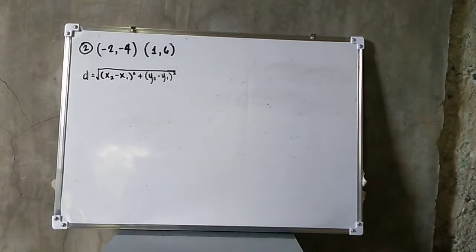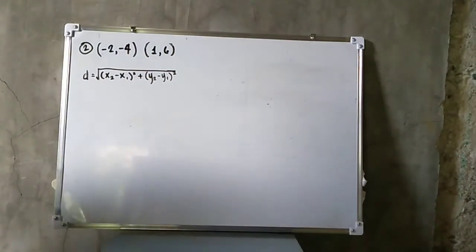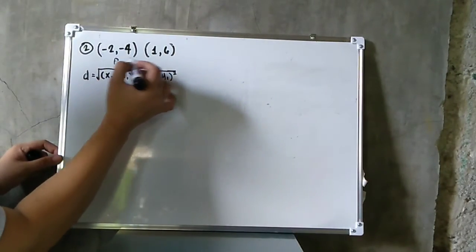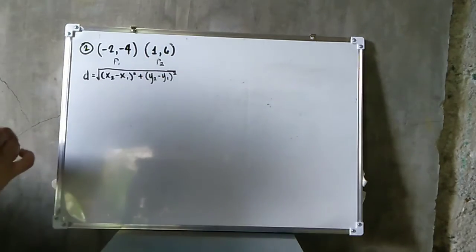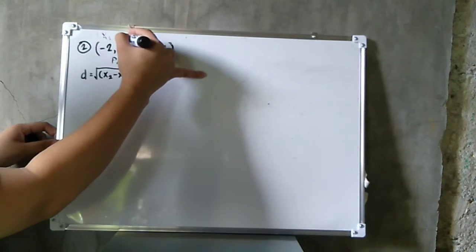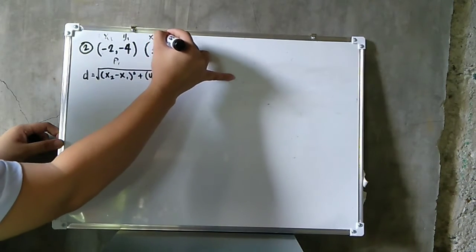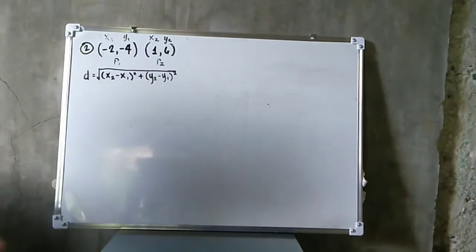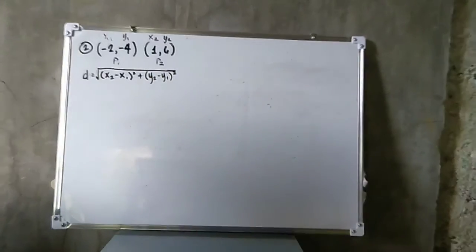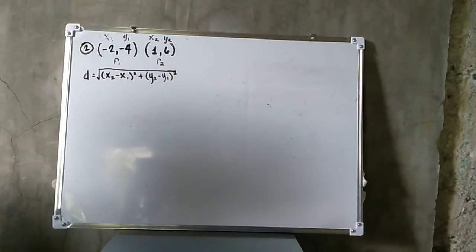We have another given here. We have points (-2, -4) and (1, 6). So this will be our point 1 and point 2. Then this is our x sub 1 and y sub 1, x sub 2 and y sub 2. Our formula is d is equal to the square root of (x sub 2 minus x sub 1) squared plus (y sub 2 minus y sub 1) squared. Then the next step is let's substitute the numbers.